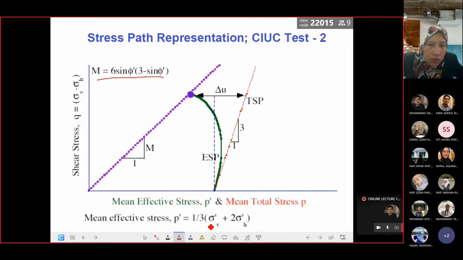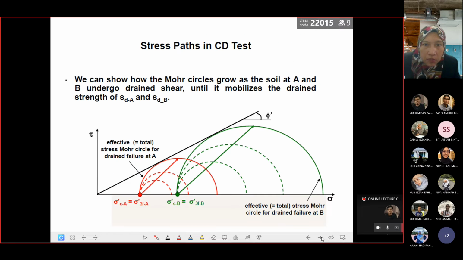Okay, ini cara lain lah untuk menunjukkan pada anda. Right now, we are heading to the Q dan juga P stress path. Dia punya koordinat bukan lagi S dan juga T lah. Okay, ini untuk consolidated drain. Just now kita pergi consolidated undrain kan. Sekarang ni adalah drain. Okay, the Mohr circles grow as the soil at A and B undergo drained shear until it mobilizes the drained strength of SDA and SDB. Okay, this is the difference bila samples dalam keadaan consolidated drain.